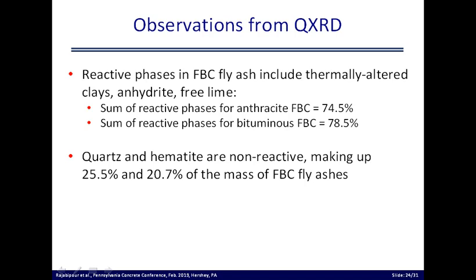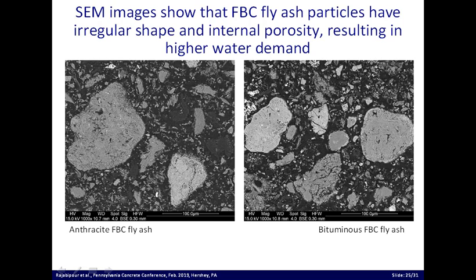At the top, we see the reactive phases, which are thermally altered clays, anhydrite, which is essentially gypsum, and free lime. They make up between 75 and 79% of the mass of the fly ash. The remaining 20 to 25% is quartz and hematite, which are non-reactive or inert phases. Next slide shows the SEM images, or electron microscope images, of these fly ashes.